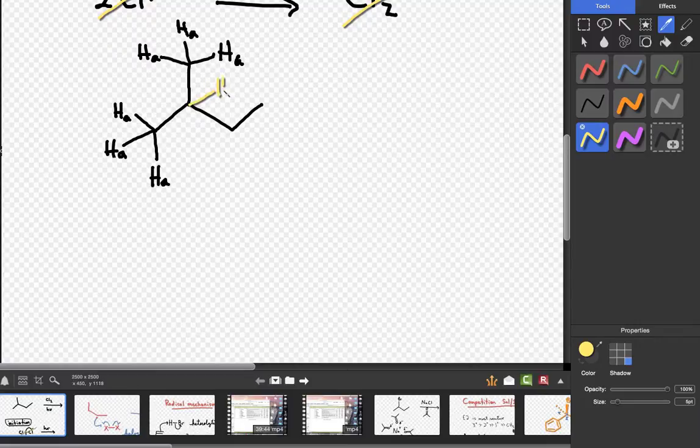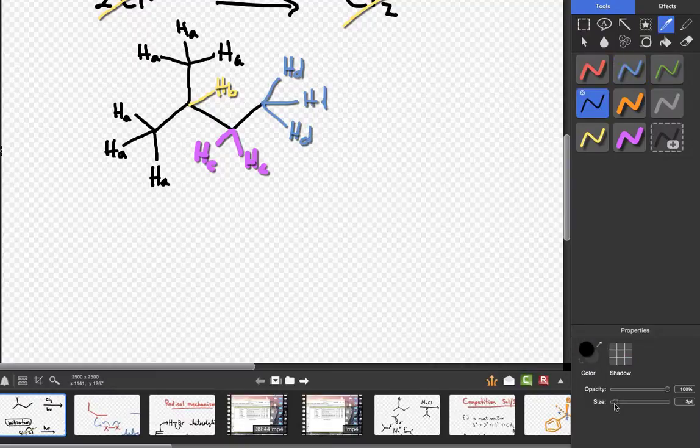If I were to replace HB, I get a different product. I'm going to show that with a different color. HC, there's 2 of those. And of course HD, there's 3 of those. So if I ignore all dichlorination and trichlorination, if I'm only considering monochlorination products, I can make 4 products here. Let's draw those.